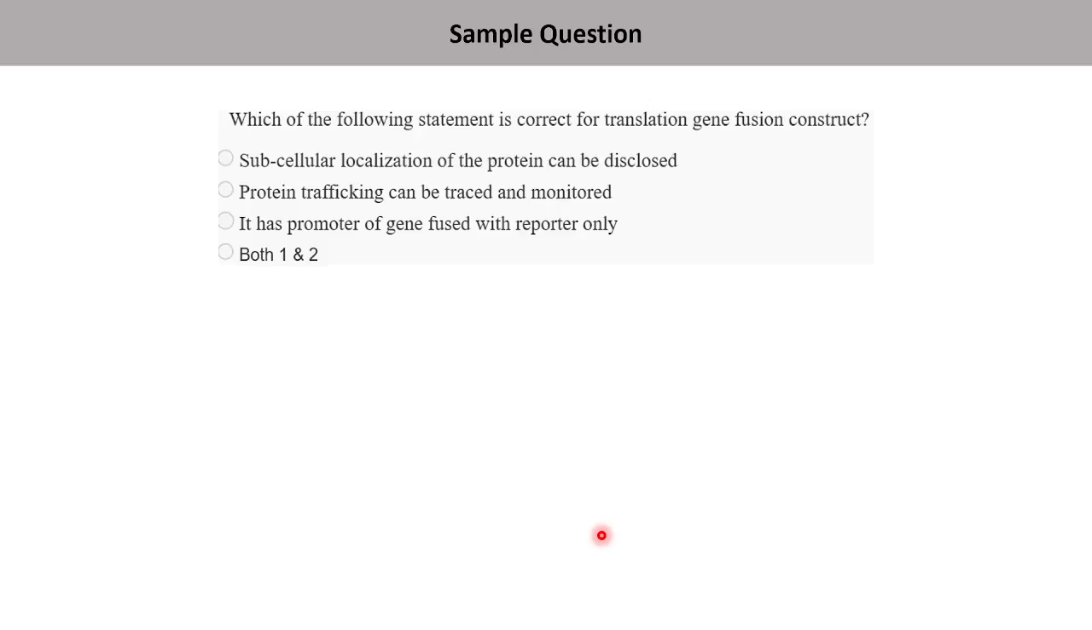Which of the following statements is correct for translational gene fusion construct? Subcellular localization of the protein can be disclosed. Protein trafficking can be traced and monitored. It has a promoter of gene fused with reporter only. And both 1 and 2.